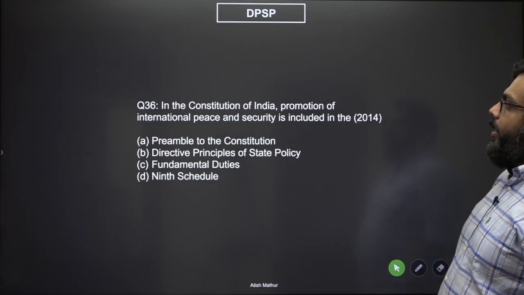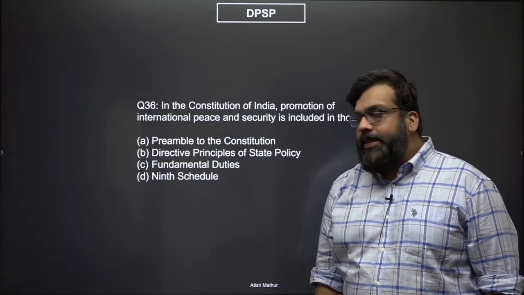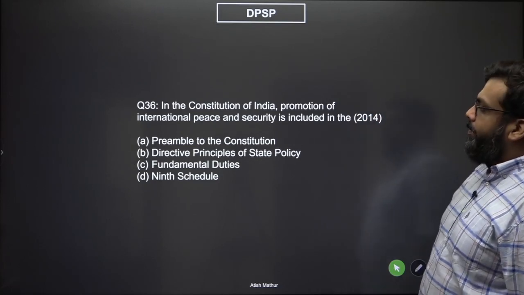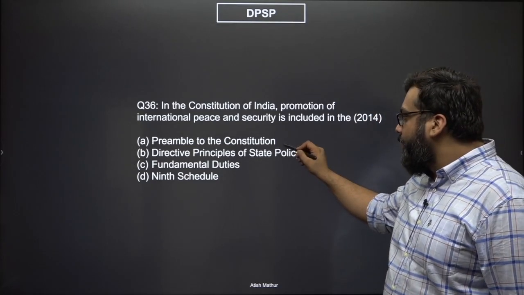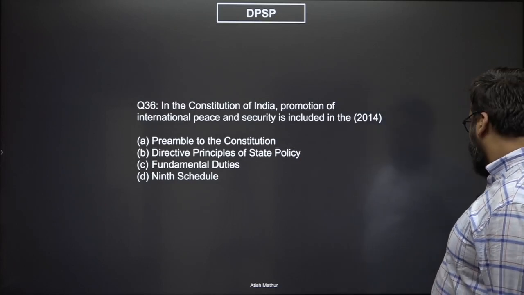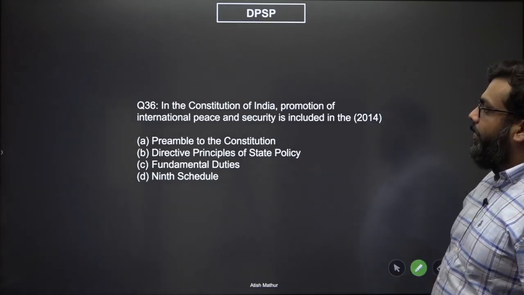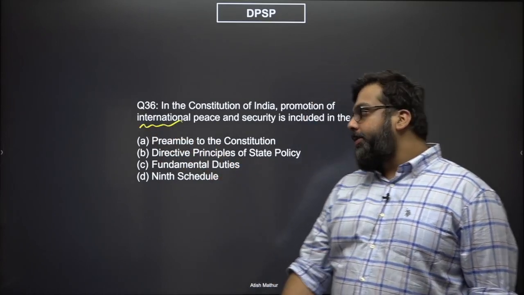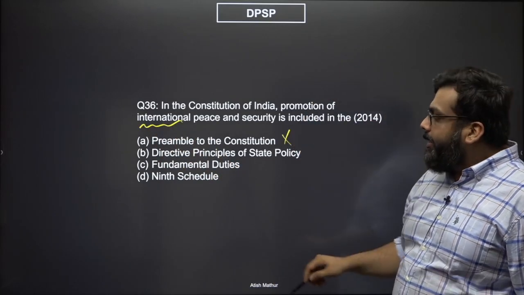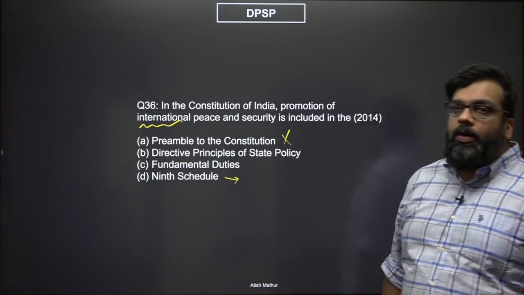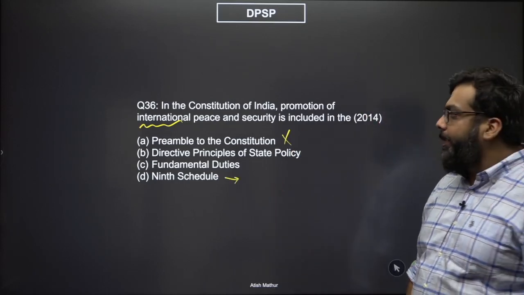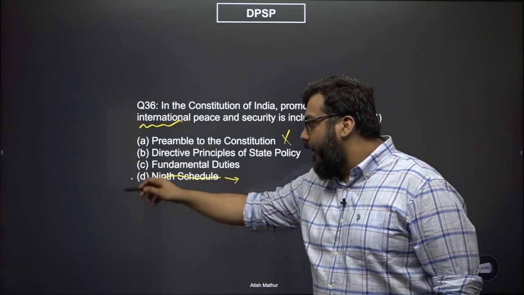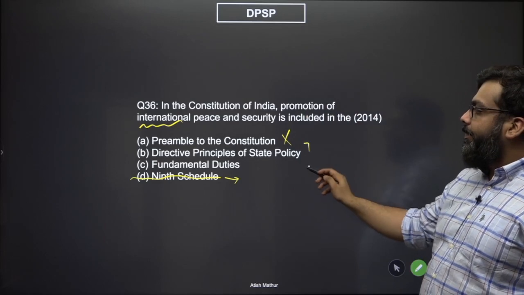Next, in the Constitution of India, promotion of international peace and security is included in the what? Simple, not the preamble, because the preamble does not talk about international peace or security. Preamble is for what India is. International is the word not mentioned in the preamble. The ninth schedule is about laws that cannot be judicially challenged unless they violate basic structure. We are talking about promotion of something, not a law. This is out. You are left with DPSP and fundamental duties.